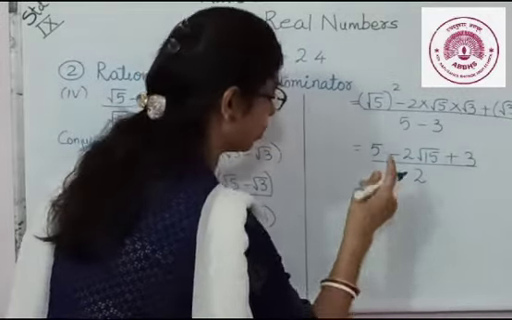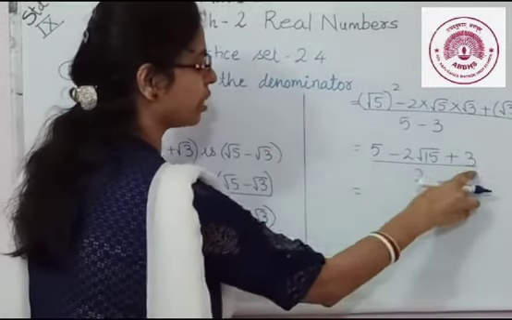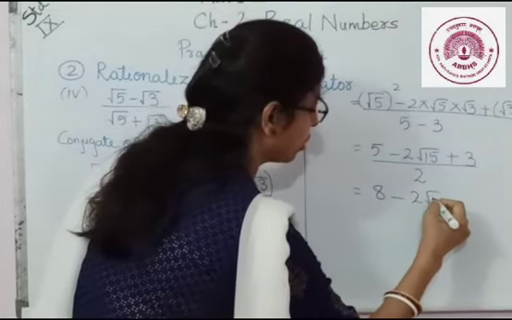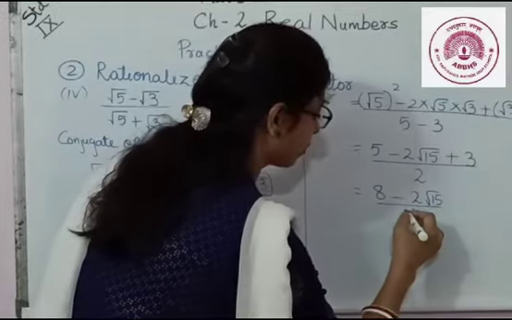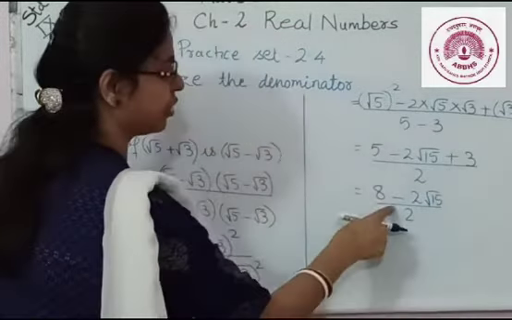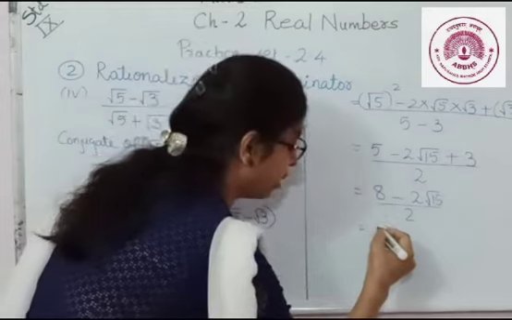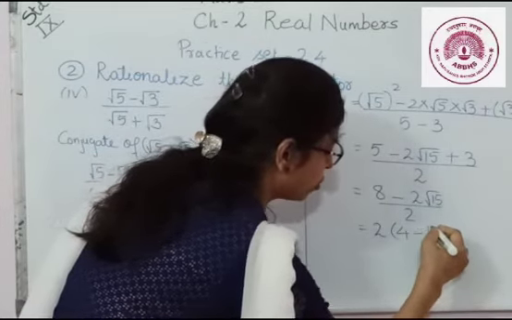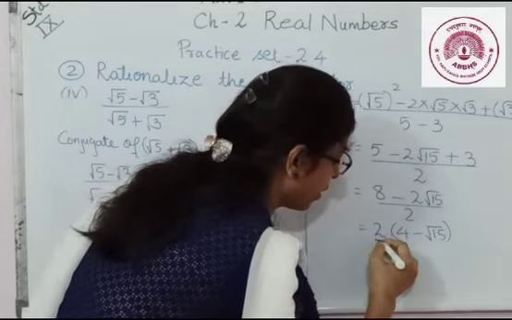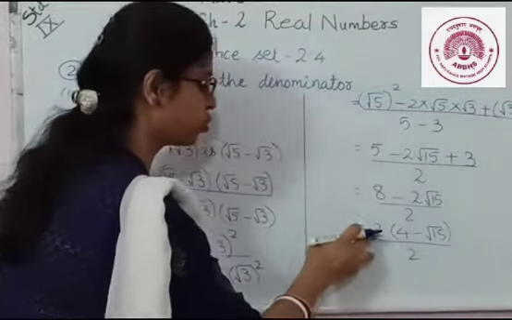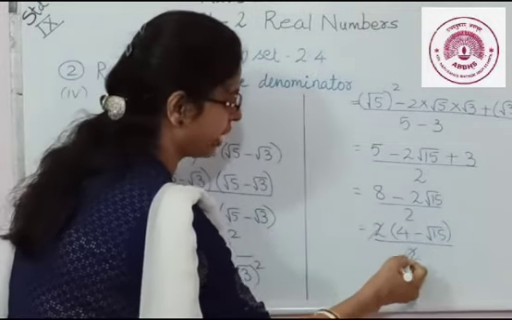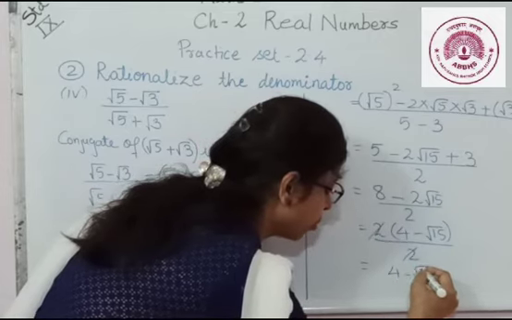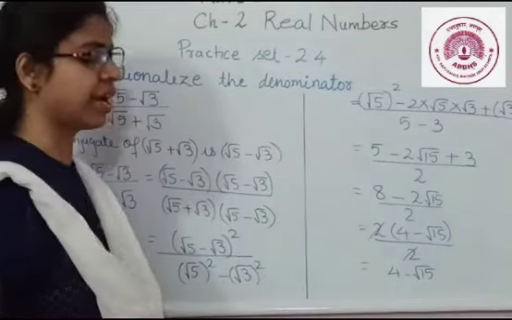Now here we can add 5 and 3. So 5 plus 3 is 8 minus 2 root 15. Now you can see in the numerator 2 is common. So we will take out 2 common. Inside bracket we will have 4 minus root 15. In denominator we already have 2. So this 2 and this 2 will be cancelled. So this is equal to 4 minus root 15. That is the final answer of the sum.